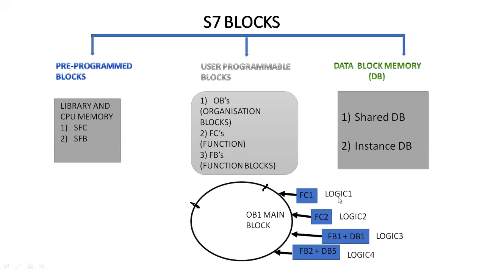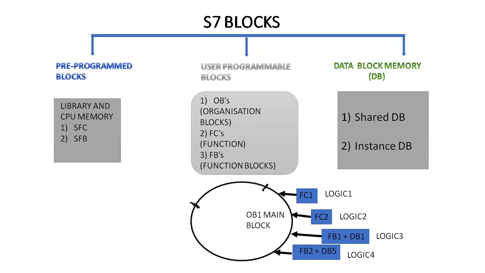In this FC1 block we are having logic 1. Only this block is scanned, it is not scanning other logics. Then it comes back to OB1, and in the same way it goes to the next call, scans only FC2, then comes back to the main block. So one by one it is scanning a single block. So it will execute your logic faster and in an easier way. That's the advantage of using these subroutines.